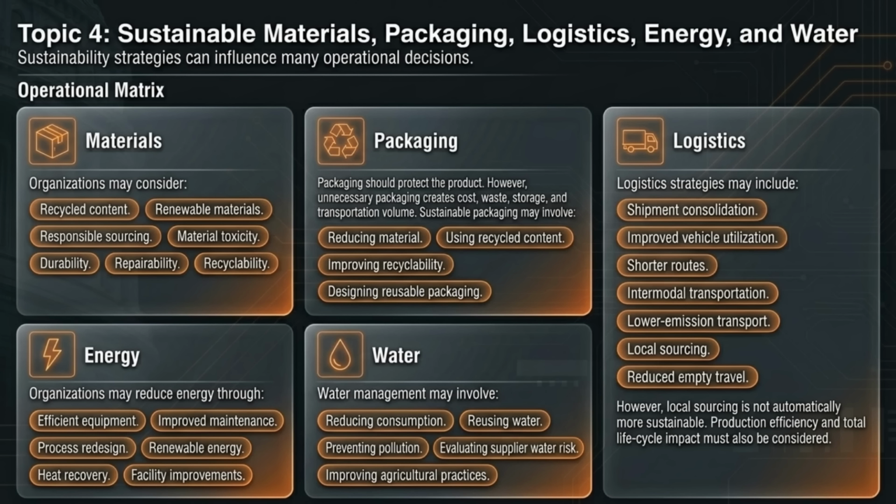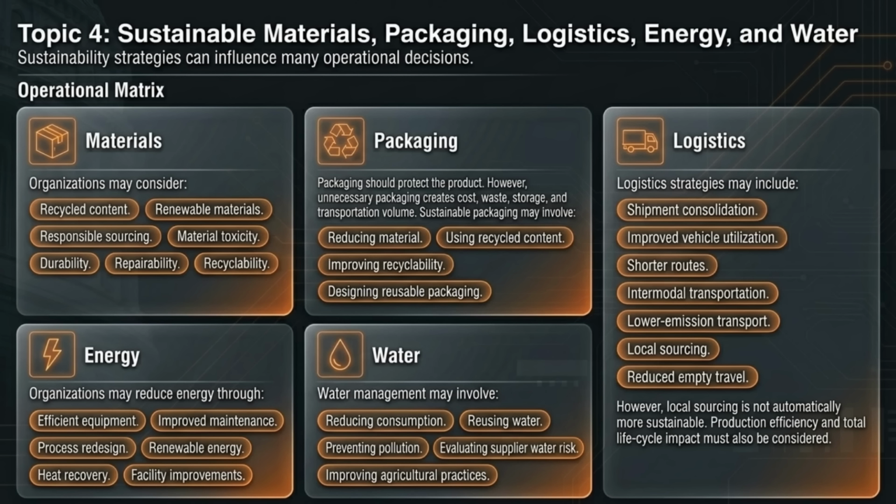Logistics. Logistics strategies may include shipment consolidation, improved vehicle utilization, shorter routes, intermodal transportation, lower emission transport, local sourcing, reduced empty travel. However, local sourcing is not automatically more sustainable. Production efficiency and total life cycle impact must also be considered.